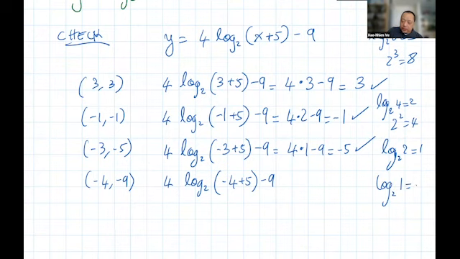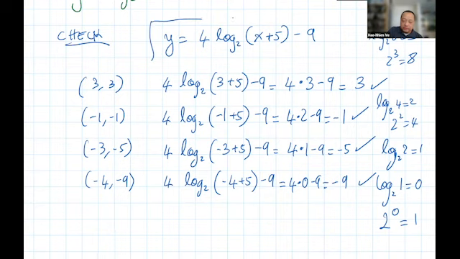Log base 2 of 1 is equal to 0. Log of 1 in any base is 0, because any base to the power 0 is always equal to 1. So this is 4 times 0 minus 9, which equals -9. All the points check out. My solution is confirmed.